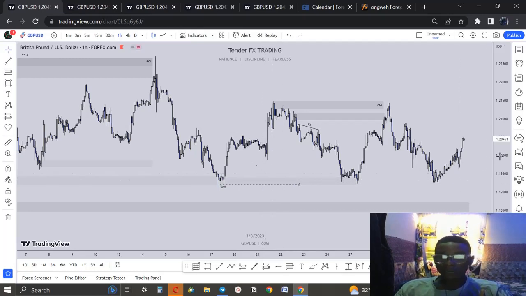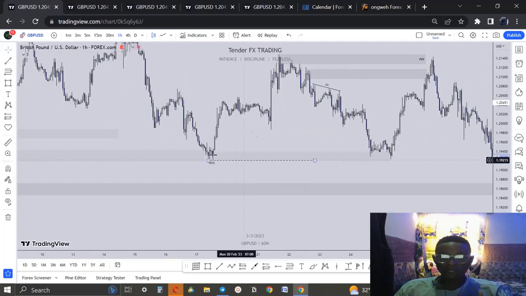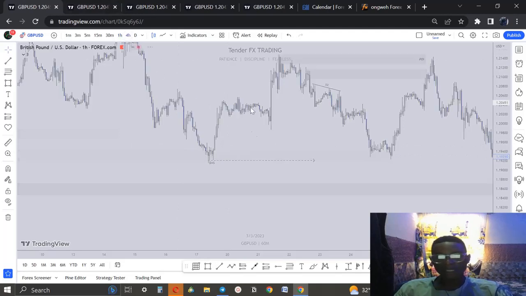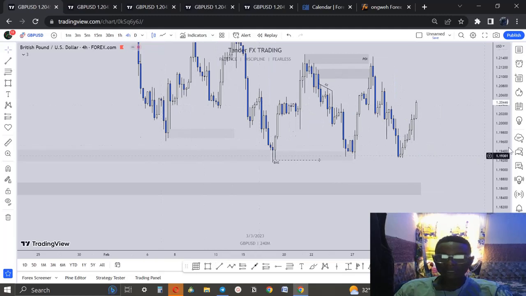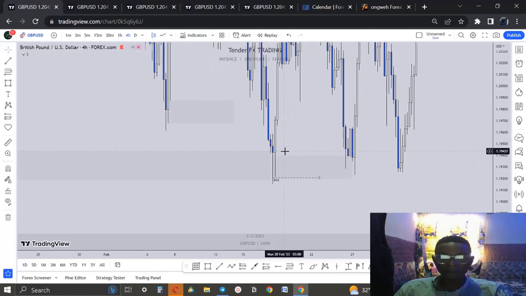So if we take a look at what happened right here, we see that there was a break of structure. Let's move to the 4 hour time frame. You will see that there was a break of structure on the 4 hour time frame. So they took out this previous lower low.